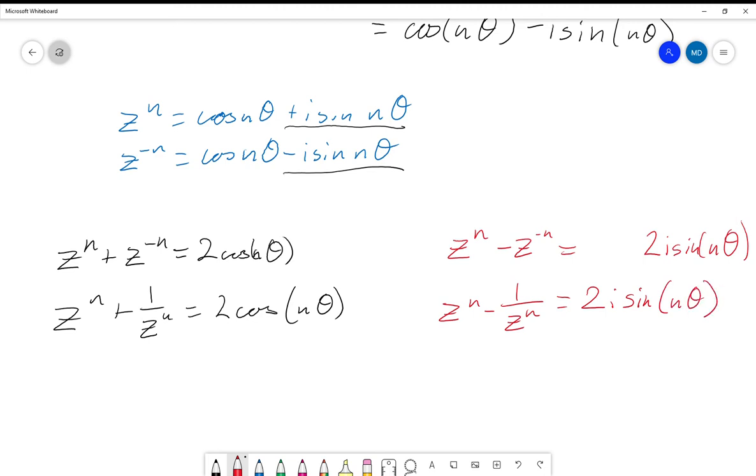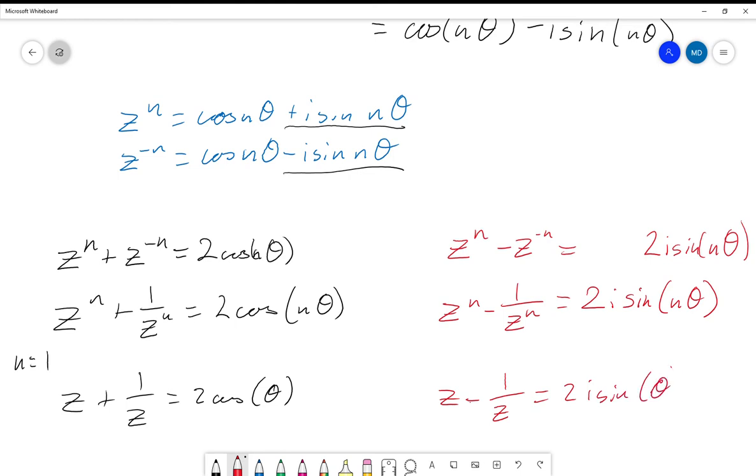Okay, so this is what we're going to use. And we've got a particular case. If you say n equals 1, then we have just that z plus 1 over z is equal to 2 cosine theta, and z minus 1 over z is 2i sine theta. And this is what we're going to use to prove these formulae in a different direction.